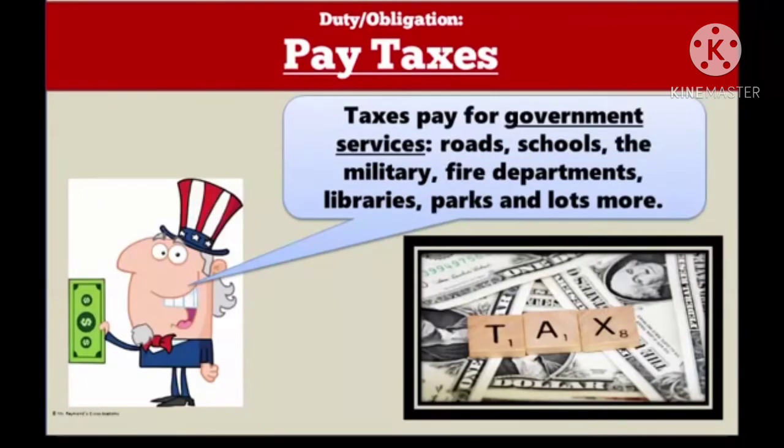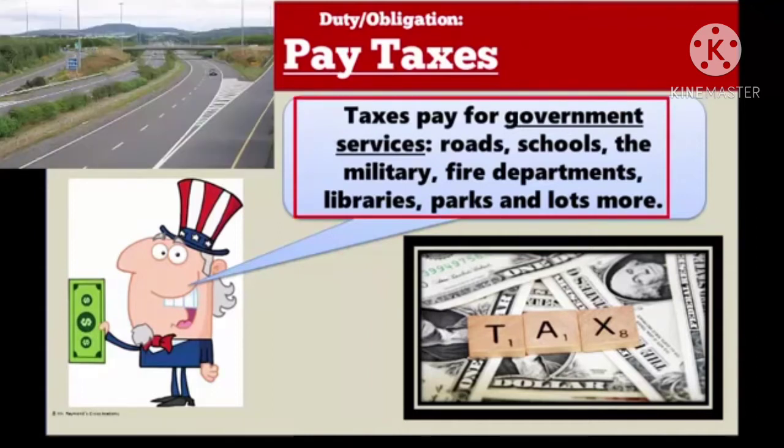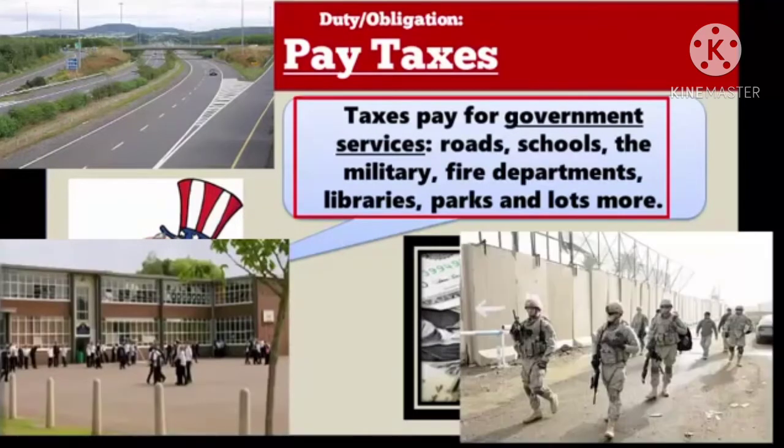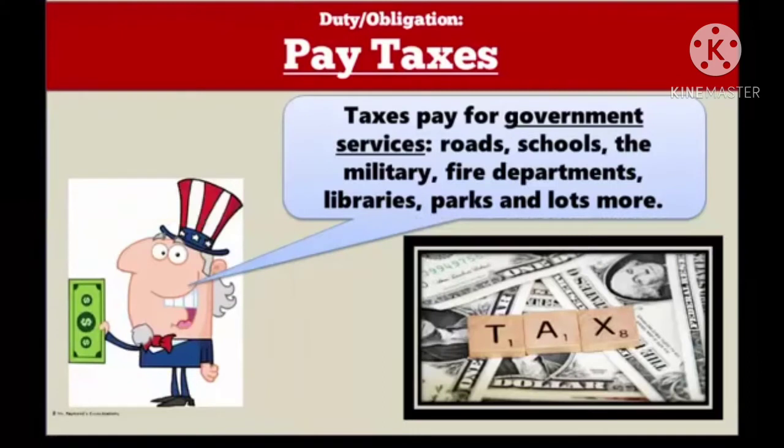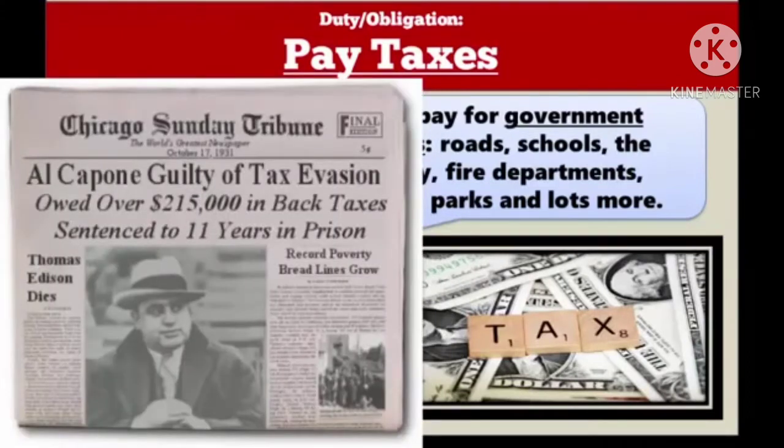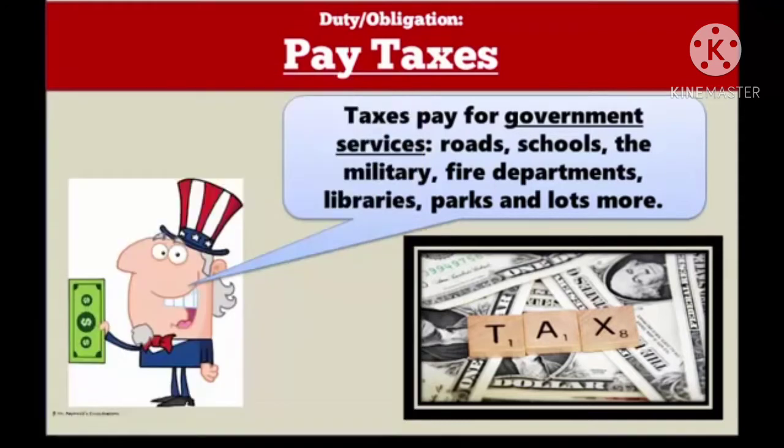Next is paying taxes. Paying taxes is a necessity for government to operate, because it's important for citizens to pay their taxes to the government. Taxes are used by the government to construct roads, parks, libraries, the military department, fire department, and lots more. Citizens have the duty to pay their taxes, and people might often go to jail for not paying their taxes.